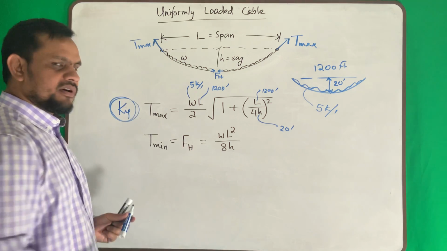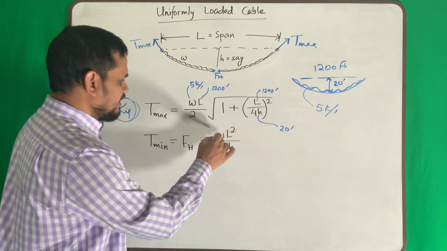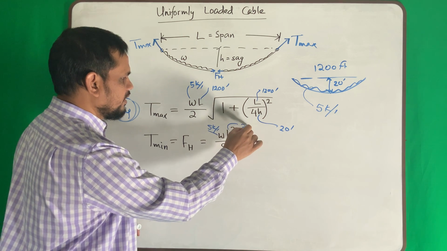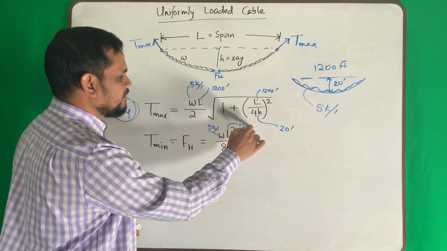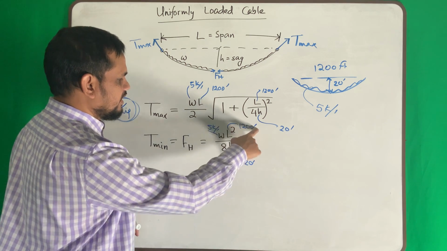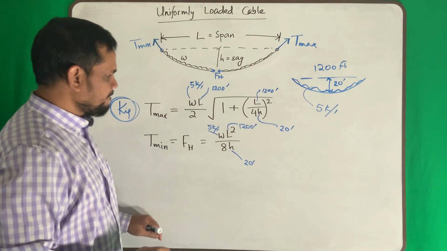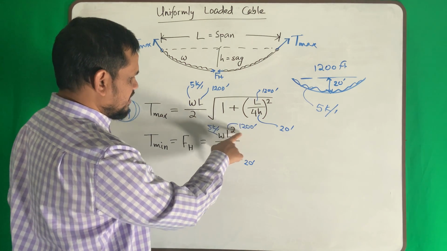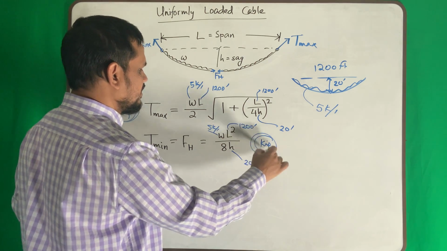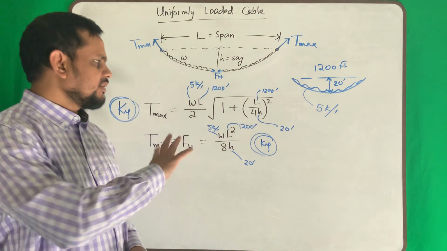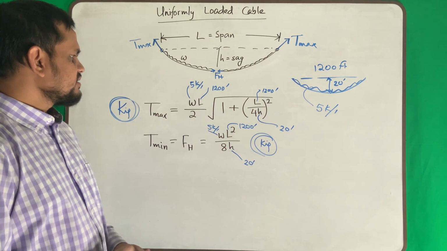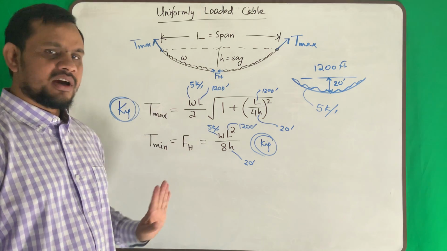Same thing here. If the question asks what is the minimum, then W will be 5 kip per feet, L will be 1200 feet, H will be 20 feet. Feet cancel, and then feet cancel another feet. So again the answer will be in kip. I think that you can solve this problem. There is nothing big here. It is straightforward. As long as you know the equation, it is done.